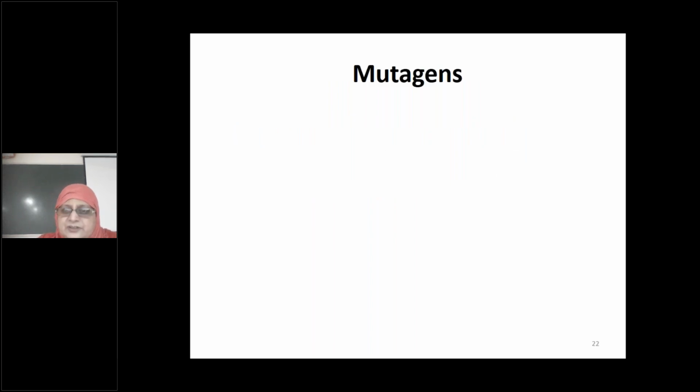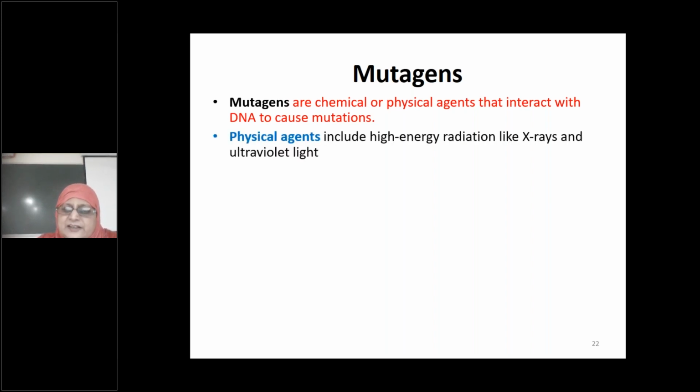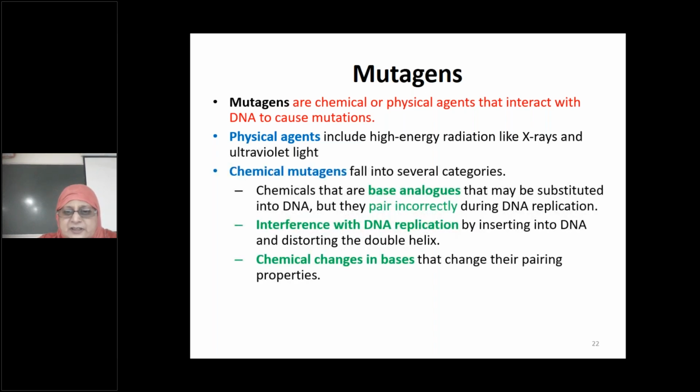Then what are the causes of mutation? The agents that lead to mutation are known as mutagens. Mutagens may be chemical or physical agents that interact with DNA to cause mutations. Physical agents may be high energy radiation like X-rays and ultraviolet rays, or they may be chemical mutagens, which fall into several categories. These chemical mutagens may be base analogs that are substituted for the normal bases in the DNA, and they will pair incorrectly during DNA replication. Or they may interfere with DNA replication by inserting into the DNA and distorting the double helix. Or chemical changes may occur in the bases themselves, which again leads to changes in their pairing properties.